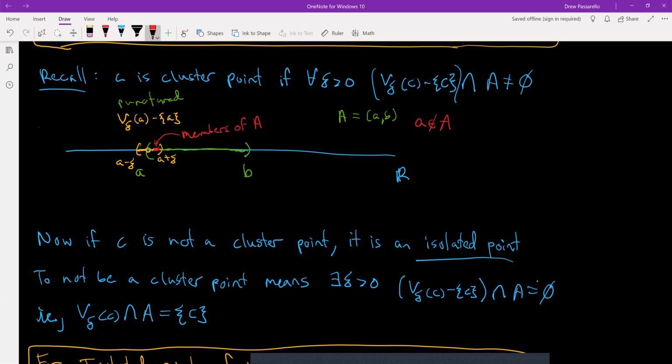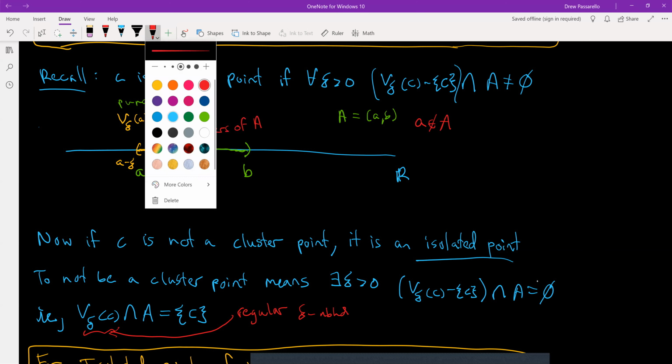So this one is just a regular delta neighborhood around C. All right, so the regular delta neighborhood around C intersecting A is only the value C. That's what it means for it to be an isolated point.